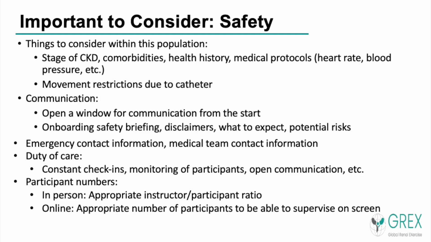In terms of class preparation, moving on to safety, things to consider with the population, as in what we were talking about with the in-person classes, we need to think about physician clearance to be able to safely exercise virtually, any comorbidities that patients have, any medical protocols that need to be followed, blood pressure levels, heart rate levels, etc. And then also any movement restrictions that participants might have, for instance, if they have a PD catheter.